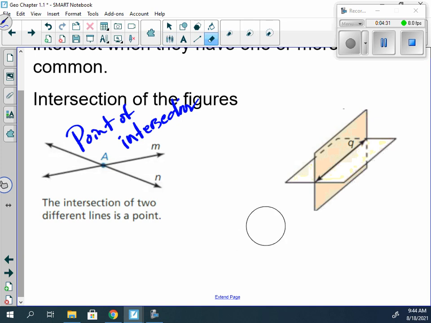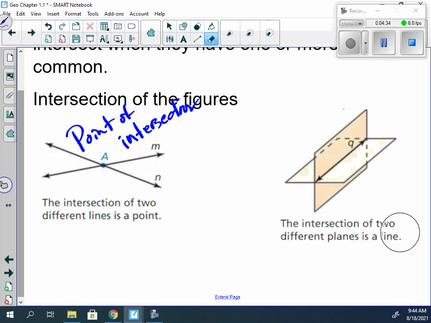Now, for our three-dimensional figure over here, it's going to be a line. Because when two planes cross, where they cross is the line of intersection. Two lines cross at a point. Two planes cross at a line. Questions on this here? All right.